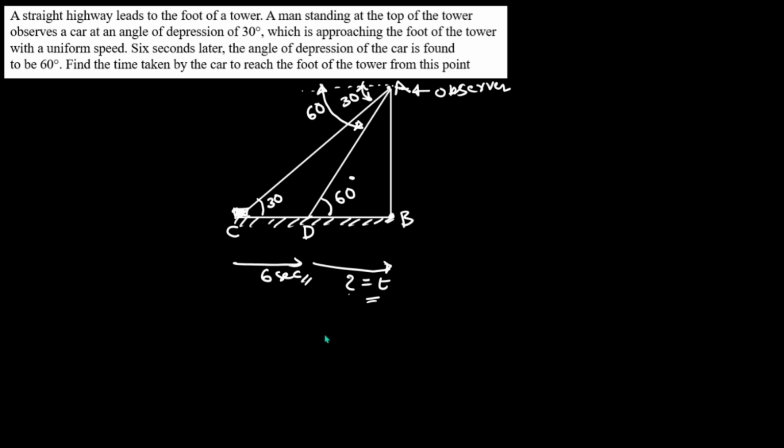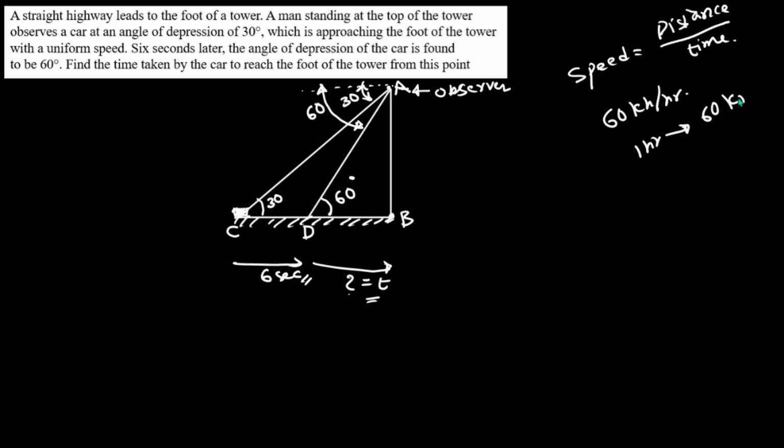So before starting the actual problem, let's see what speed is. Speed is distance traveled over time, right? Distance divided by time. So when you see a bus going at 60 kilometers per hour, that means in 1 hour the bus will go a distance of 60 kilometers.